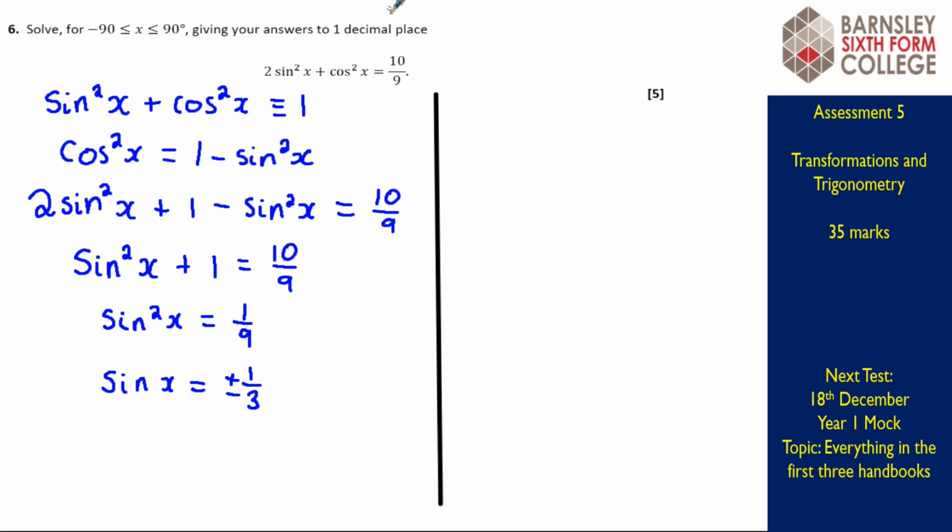So we've got 2 equations to solve now. So one of those is sine x equals 1 over 3, and the other is sine x equals minus 1 over 3. So we find inverse sine of 1 over 3, which gives us a principal solution of 19.5.